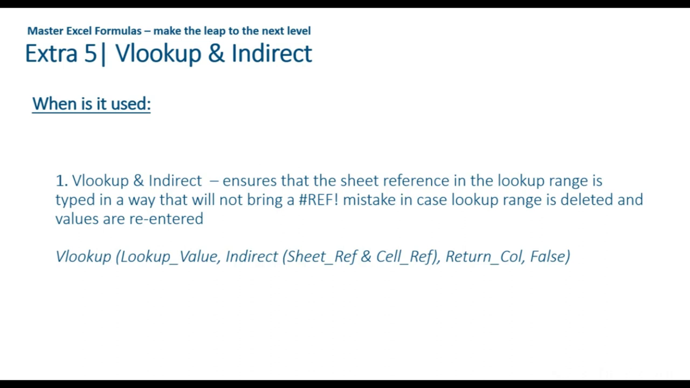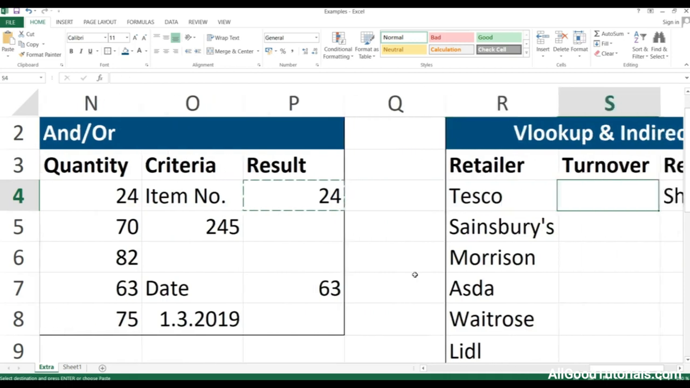It ensures that the sheet reference in the lookup range is typed in a way that will not bring a reference mistake. This is usually the mistake that comes up when something within the lookup range for the VLOOKUP part has, let's say, been deleted. That's when you don't use INDIRECT. This is the structure: the INDIRECT goes within the lookup range part of the formula. Now let me give you an example to show you what I mean.